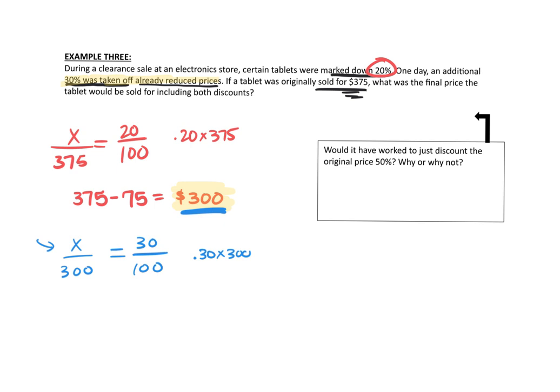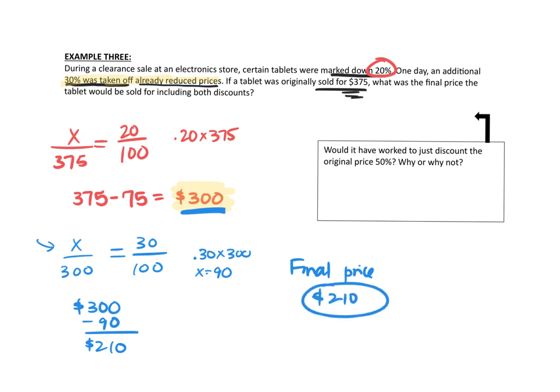Okay, if I solve that, I get 90. Now, again, that's just what I get to take off. So if my price is $300, after my first coupon, I get to take off $90. I end up with $210 is what my final price is going to be. And please mark that down and circle it. So that's what I'm going to pay.